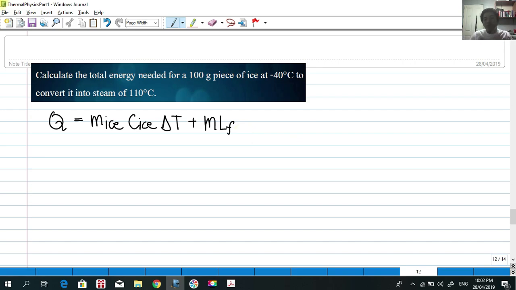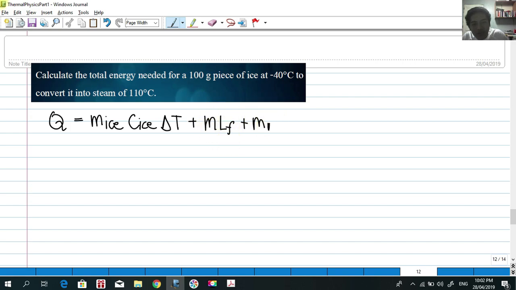Fusion. The latent heat of fusion is basically from solid, or ice, to water. That's the amount of heat required to convert that piece of solid into water, or to liquid. So that's what mL_F is. After this computation, it became water.